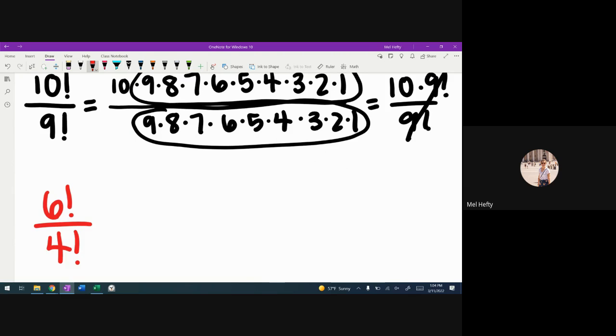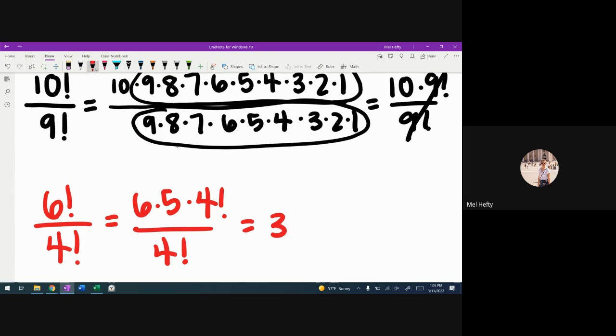I like that one. All right, anyone think they know what this one is? 30. Why? How'd you get that? 5 times 6. Okay, so the 4 factorials would cancel. We're left with 6 and 5 from the 6 factorial. All right, so we're going to do something similar to that with n's in it today. So here we got 6, 5, 4 factorial, 4 factorial, 30.